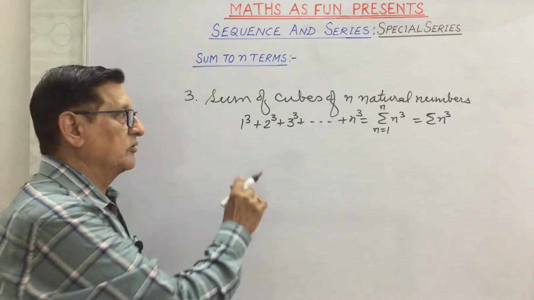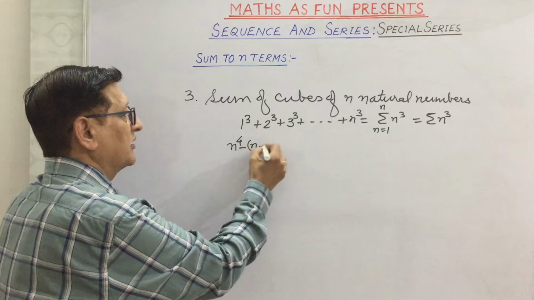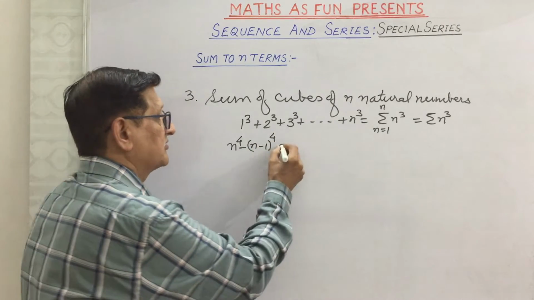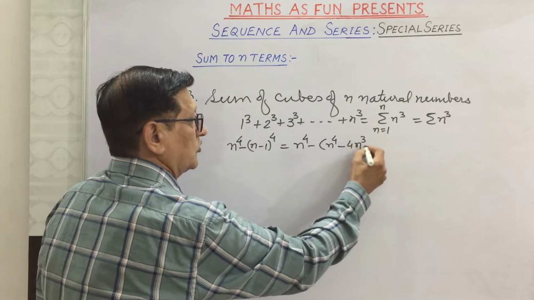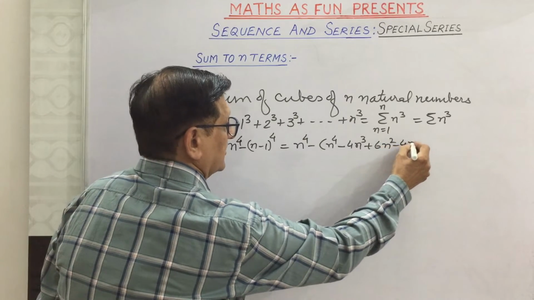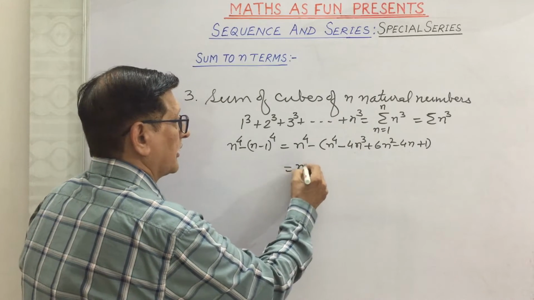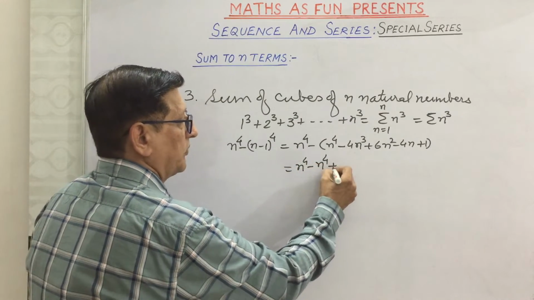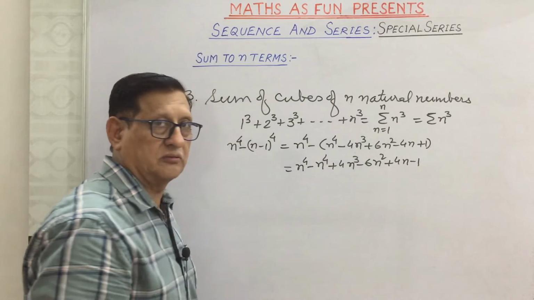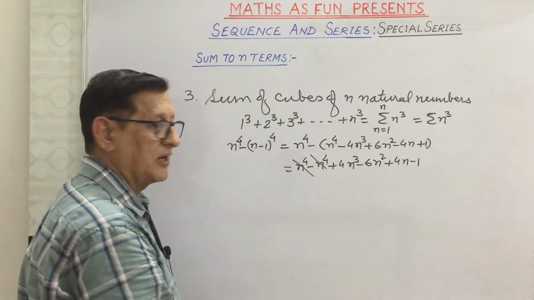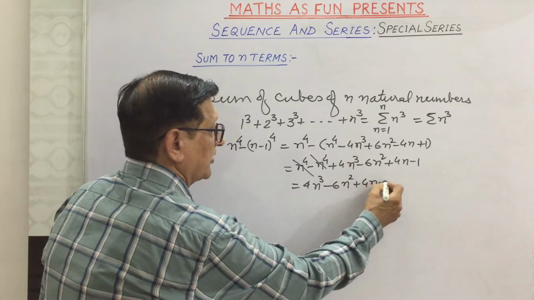To find the sum, here also we have to use one of the identities, that is we can write n power 4 minus n minus 1 power 4. When we simplify this, we get n power 4 minus, n power 4 minus 4n cube plus 6n square minus 4n plus 1. Simplifying this, we get n power 4 minus n power 4 plus 4n cube minus 6n square plus 4n minus 1. These terms cancel and we are left with 4n cube minus 6n square plus 4n minus 1.